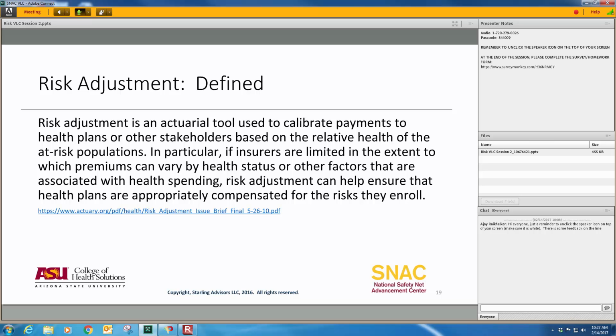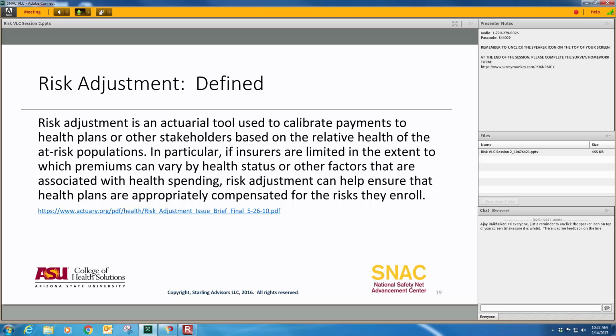We've provided you with a referenced definition. And as we go through, we're going to look at that definition together. We will kind of editorialize on that. We'll make some modifications in terms of how we tend to think about it. But this is according to one of the leading organizations of actuaries. Risk adjustment is an actuarial tool used to calibrate payments to health plans or other stakeholders based on the relative health of the at-risk population.